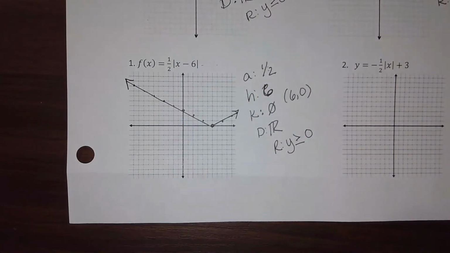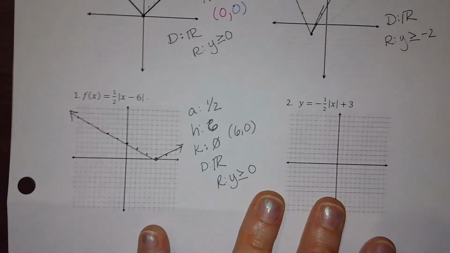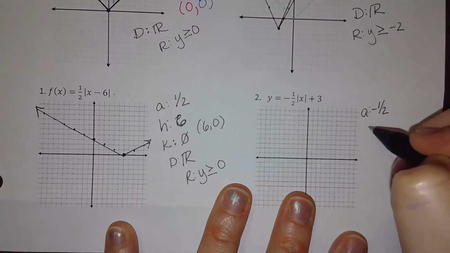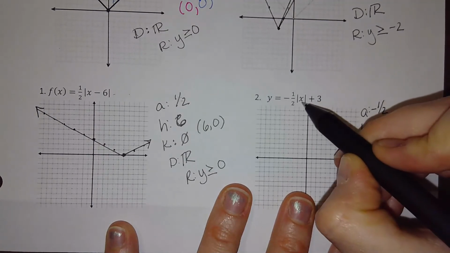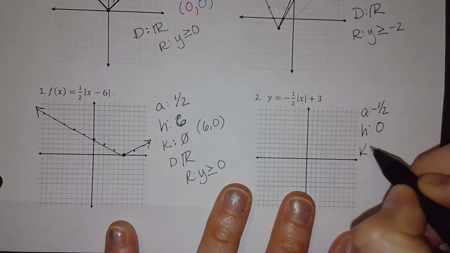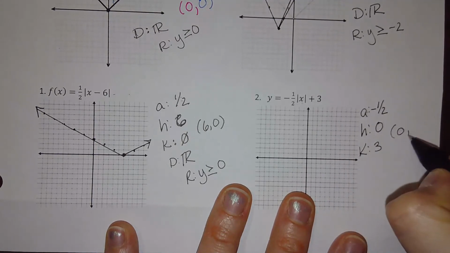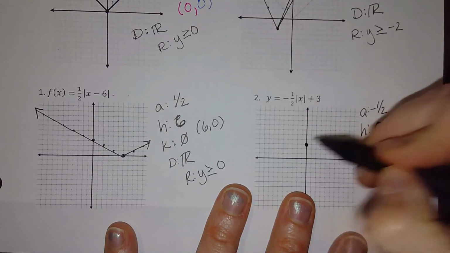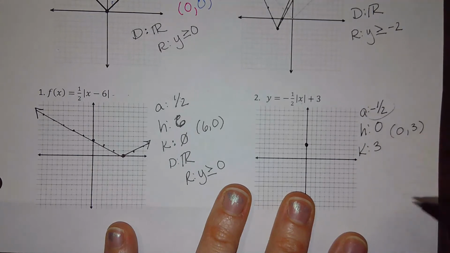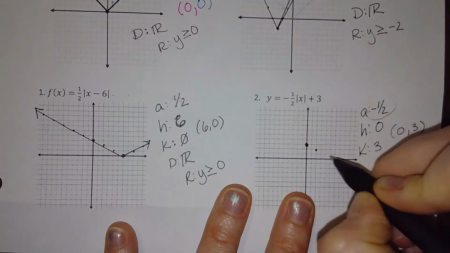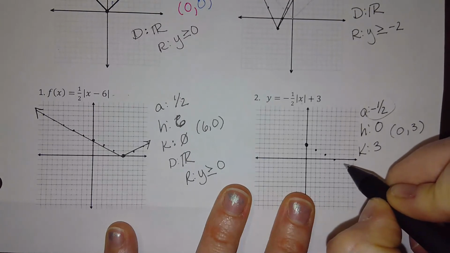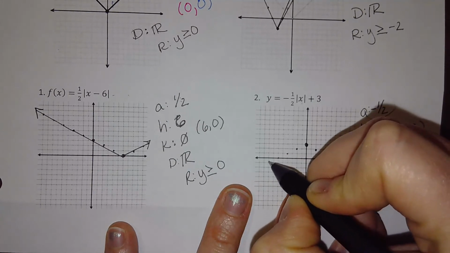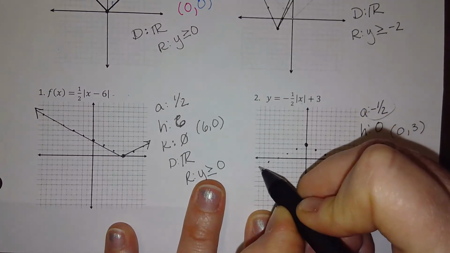There we go. Last but not least, I got this one here. So A is -1/2. H is 0 because there's nothing being added or subtracted in the absolute value bars. And K is +3. So my start point is 0, 3. I'm going to go 0 and then up 3. My slope is -1/2, so I'm going to go down 1 over 2. And then I'm going to connect my lines.